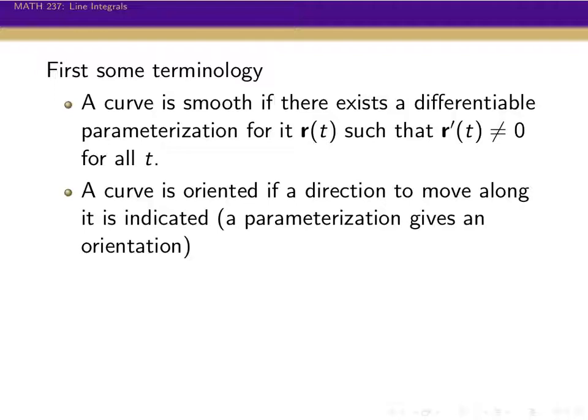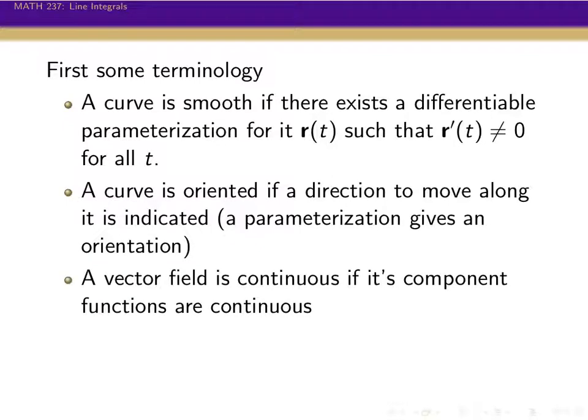And then a curve is oriented if it has a direction along it. Any parameterization gives an orientation because the parameterization has a sort of a beginning and an end. It has a way in which it goes through the curve.